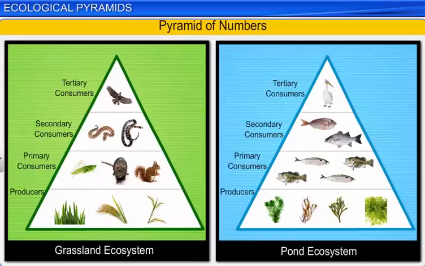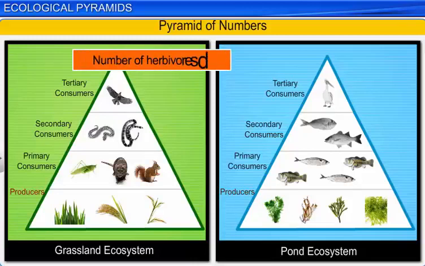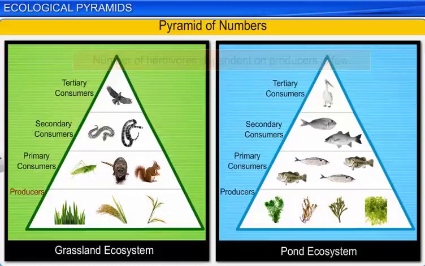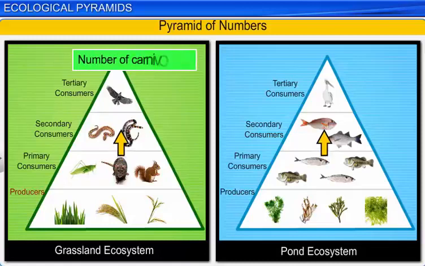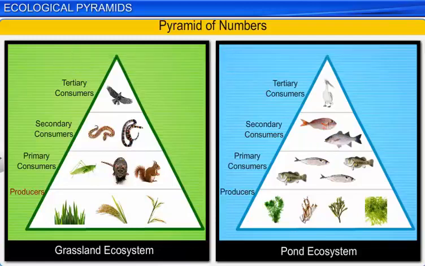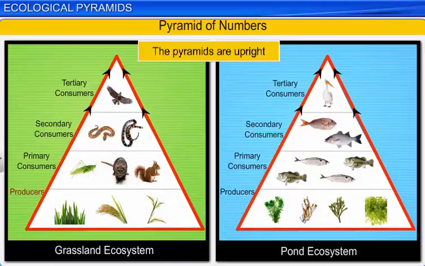For example, in grassland or pond ecosystems, there are a large number of autotrophs or producers per unit area. However, the number of herbivores that depend on these producers is few, and the number of carnivores that depend on the herbivores is still fewer. Therefore, in these 2 cases, the pyramid of numbers is an upright one, that is, converging towards the tip.